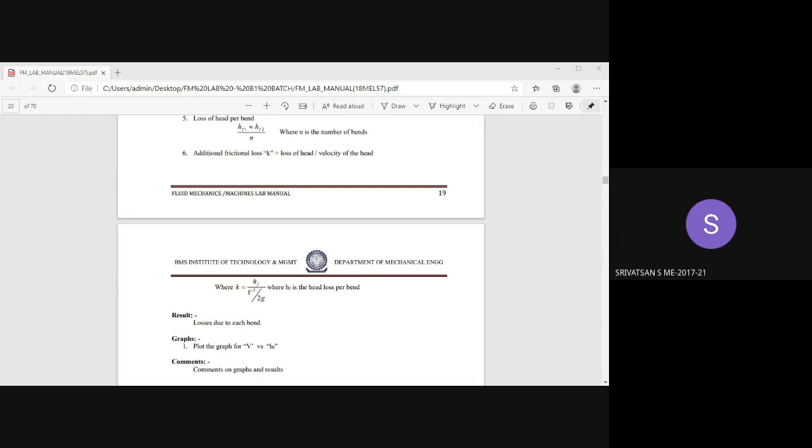So tell me, what is the n value, sir? What is n value actually? Number of bends? 8. For all the calculation, you take 8 only. There are 8 bends. Okay.